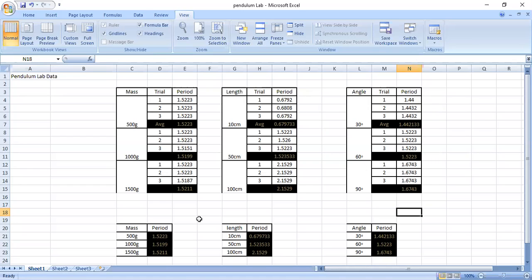All right, so the take-home message today is the length is what affects the period of a pendulum.